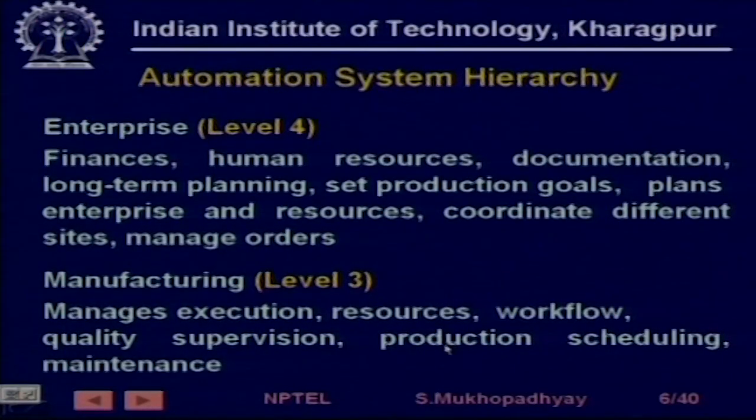Below that is level 3. Once the enterprise level comes out with orders and provides schedules of the capacities which are going to be available, the manufacturing level sits down and says, okay, now I have to make so many pieces of this over such time with such kind of resources, right? So now how am I going to actually do it? When am I going to make what, how am I going to schedule my machines, and when am I going to take off a particular machine and give it for maintenance. All this is done at the manufacturing level.